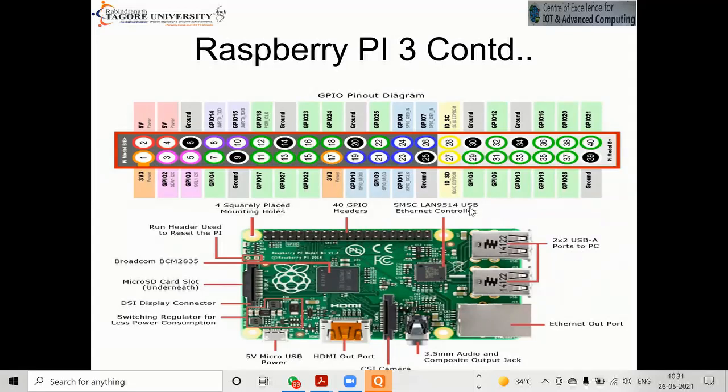This is the pin layout diagram of the Raspberry Pi 3, and it works on the Raspbian operating system. This is the complete system you need. You can use the keyboard here, the mouse here, the camera here, and the display here. This is the complete system, so it is also known as a microprocessor. It has its own memory, its own RAM, and secondary memory here.